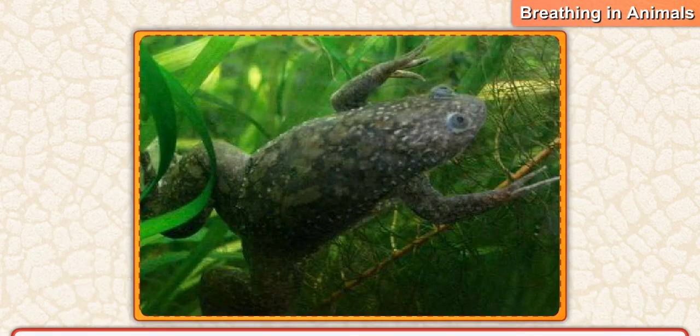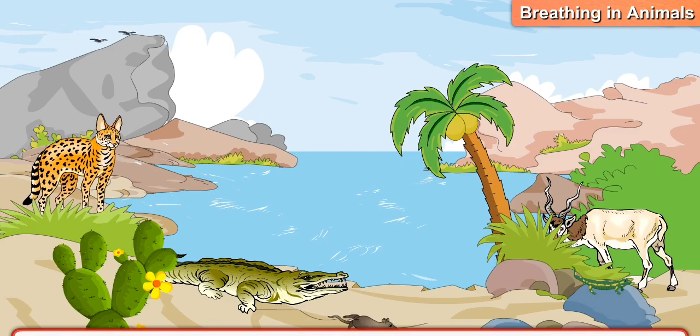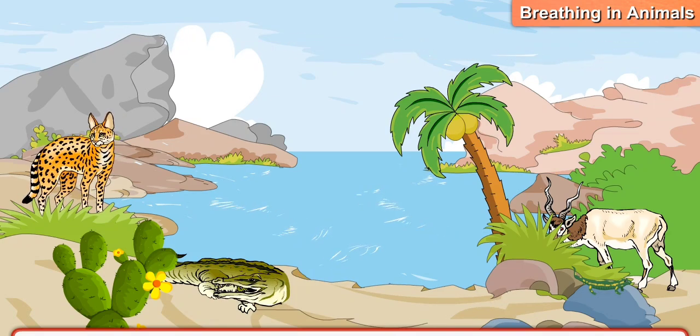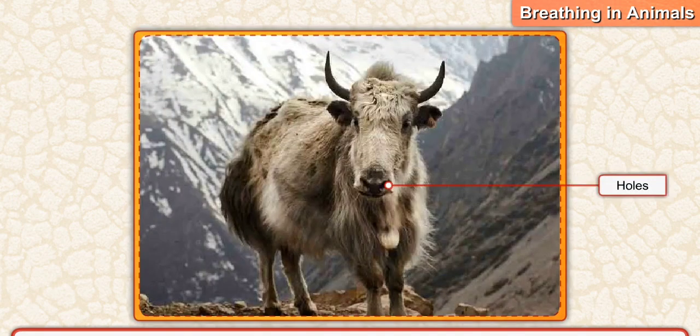Frog breathes through moist skin in water and lungs on land. Reptiles, birds, and mammals breathe through lungs. In birds, air enters through the holes on the upper beak. In mammals, air enters through the nose into the lungs where exchange of gases occurs.